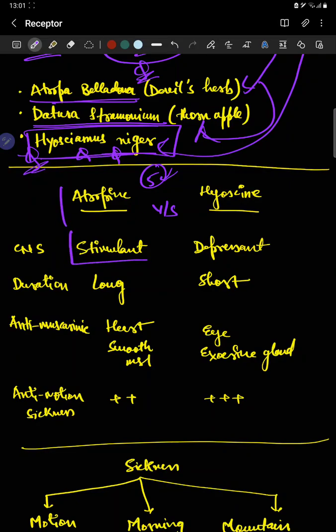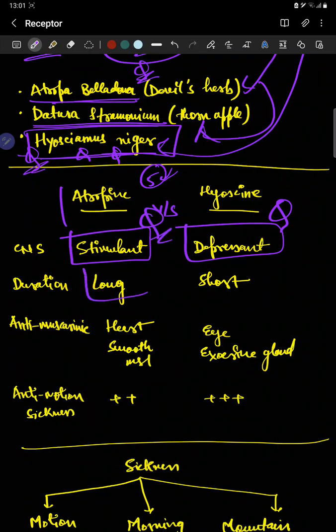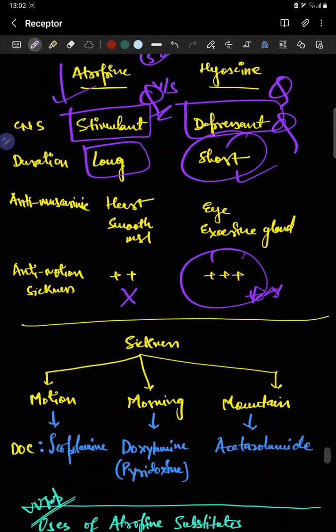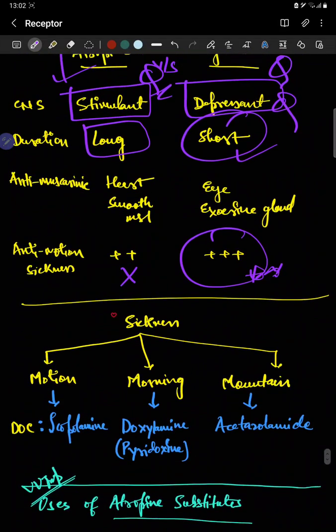Now, the difference between atropine and hyoscine. Atropine is a CNS stimulant, whereas hyoscine is a CNS depressant. Very important. Atropine has a longer duration, whereas hyoscine has a short duration. For anti-motion sickness, mainly hyoscine is used because it is a CNS depressant, but atropine can also be used, though not most commonly. Now a very important question: what is the drug of choice of motion sickness, morning sickness and mountain sickness?